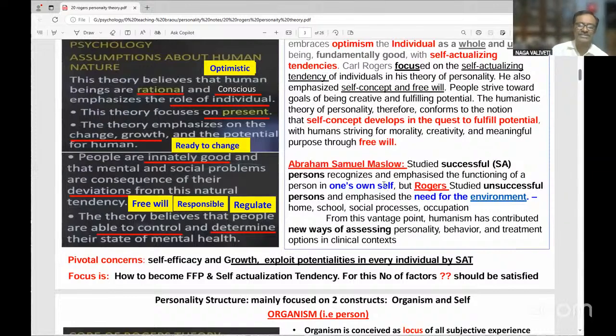But Maslow studied successful people, and Rogers studied failed people, and Maslow has not concentrated on the environment much. Rogers says that a favorable environment is a must to become a successful person. This is what parents, education, and government should create. This is what he says.